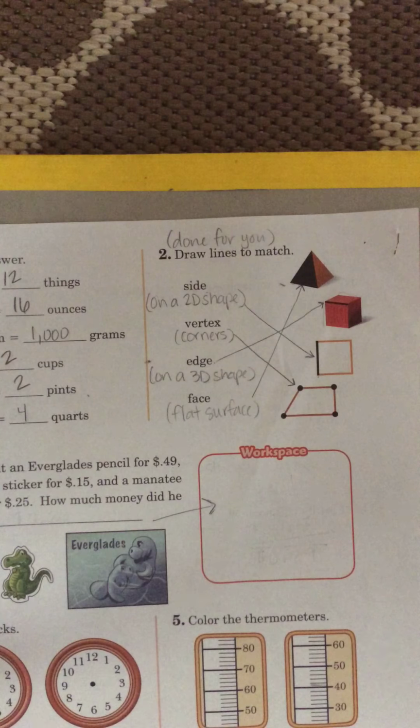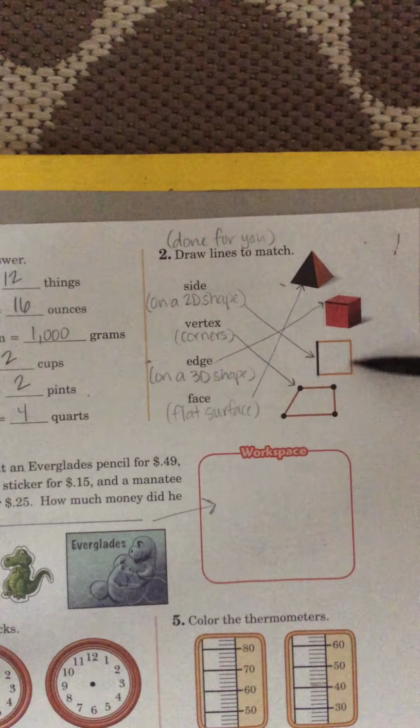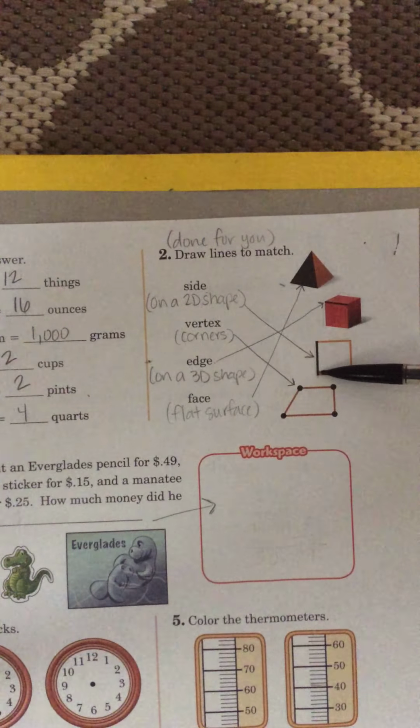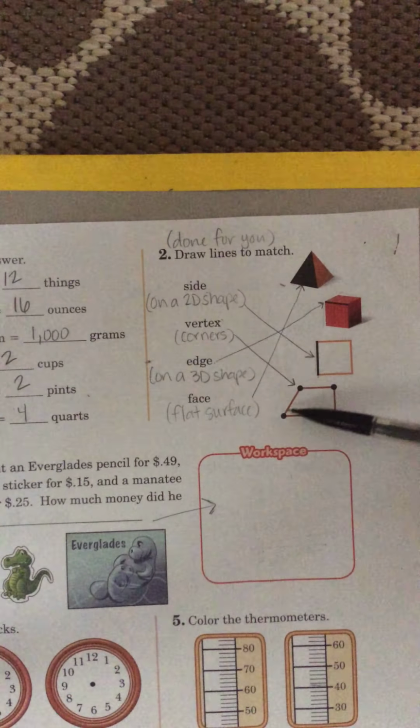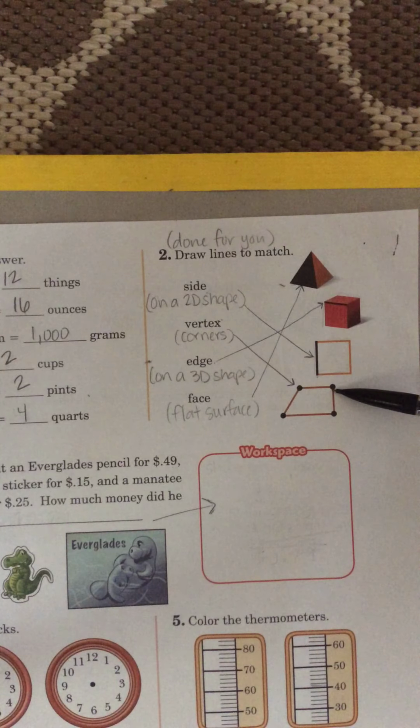A side is part of a 2D shape. A square has 4 sides. Here's an example of that. A vertex would be the same thing as a corner. So each of these black dots is an example of a vertex.